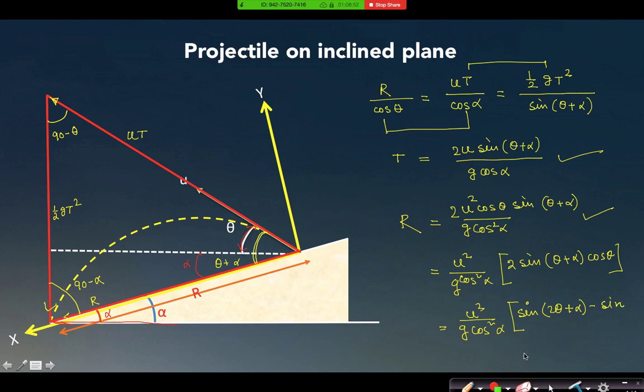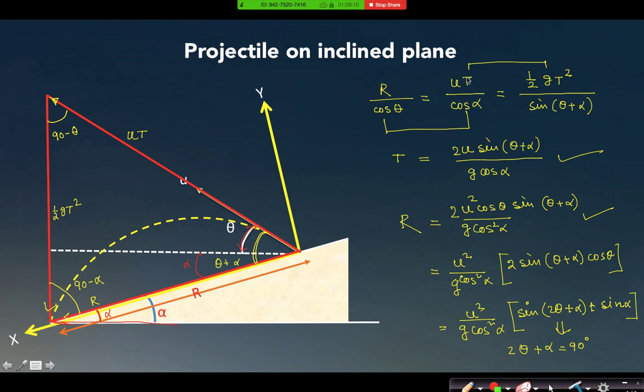The same expression I am getting. Okay, it will be minus plus, the plus sin alpha. Plus sine alpha. So you can see that here also, in order to maximize this expression, what should be the value of 2 theta plus alpha? 90 degree.